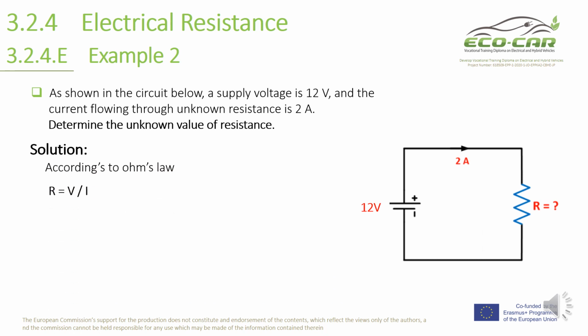This is Ohm's law, R equal V divided by I. So, R equal 12 ohms. So, the unknown resistance is 12 ohm.